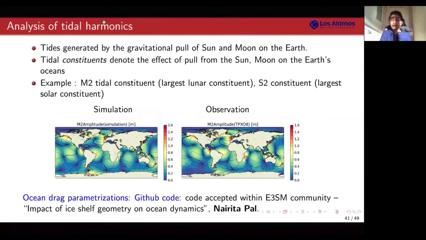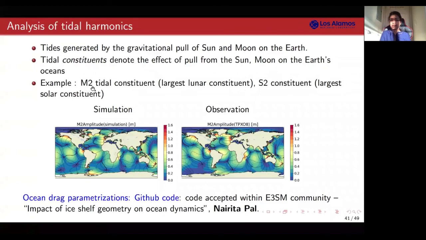To understand mixing from tides, it is important to analyze the tidal harmonics. So what are the tidal harmonics? Tides are generated by the gravitational pull of the sun and the moon. Now, there are many gravitational constituents. There is a table of tidal constituents which denote the effect of the pull from the sun and the moon.